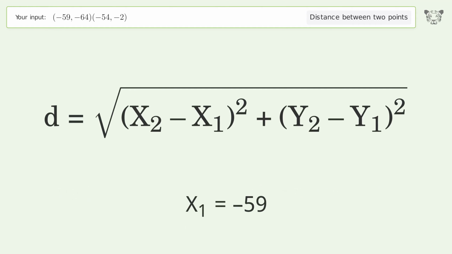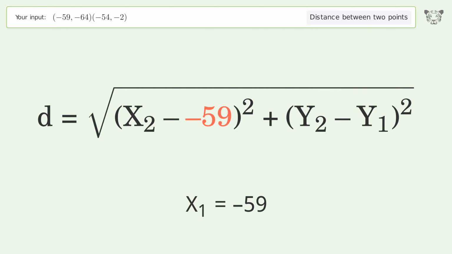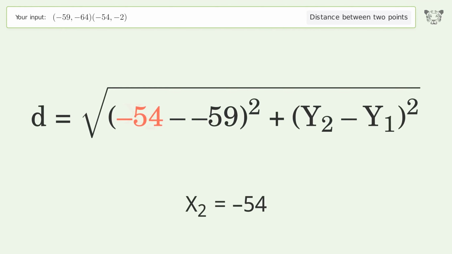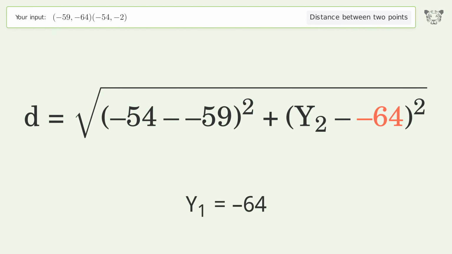x1 equals negative 59. x2 equals negative 54. y1 equals negative 64. y2 equals negative 2.